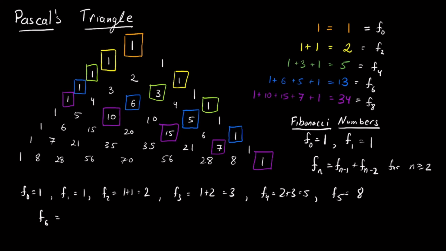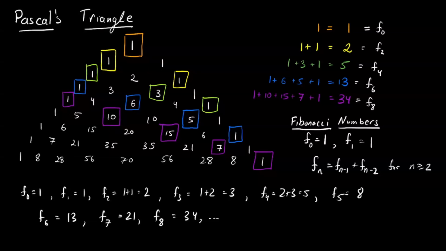f6 is going to be 8 plus 5, so that's 13. f7 is going to be 8 plus 13, so that's 21. f8 is 21 plus 13, so that's 34, and so on and so forth. So I have my Fibonacci numbers, and I notice this connection, and then the question I'm going to ask is, is this connection true in general? Does this keep going? So the first thing we're going to do is write down a formula that we want to prove.